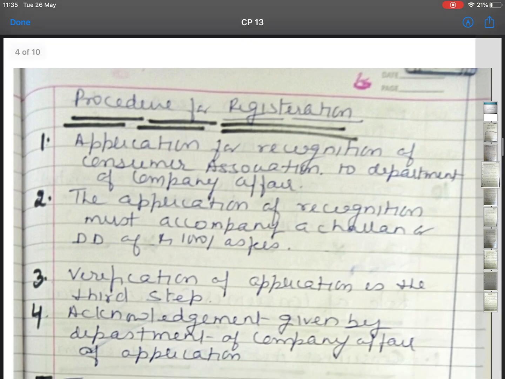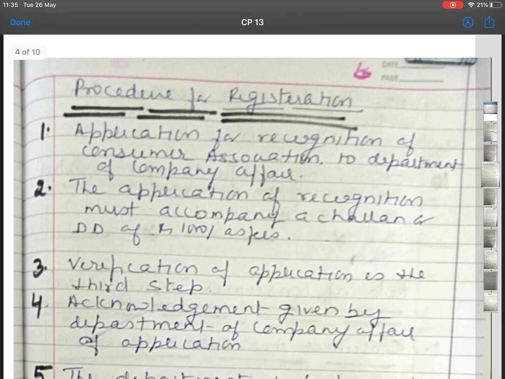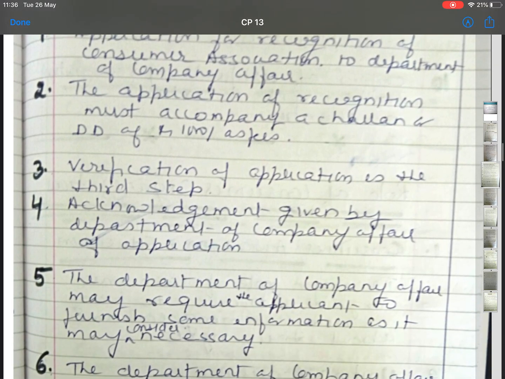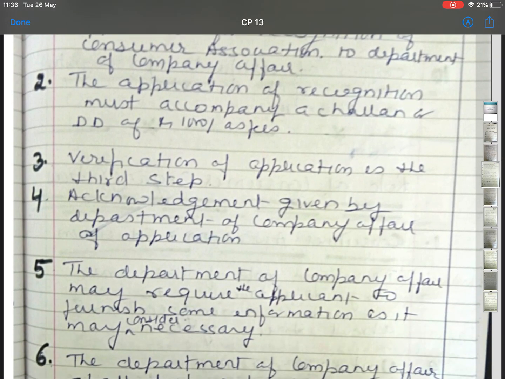The first is application for recognition of consumer association to Department of Company Affairs. This is the first step. The applicants have to submit the application with Consumer Affairs Department for the recognition. The second is the application for recognition must accompany a challan or DD of 1000 fees or as required by the law. Then third is verification of application.